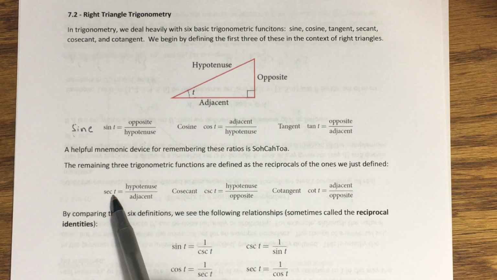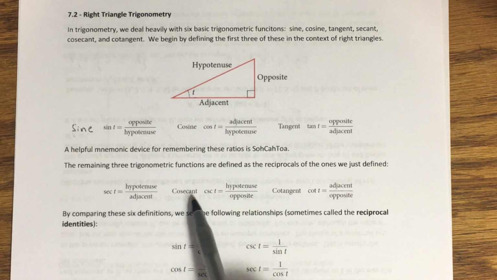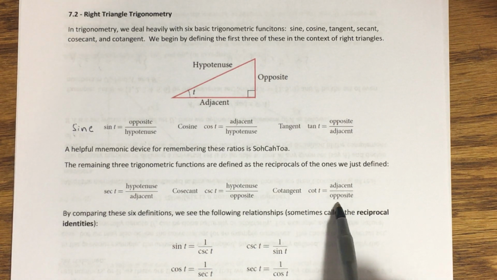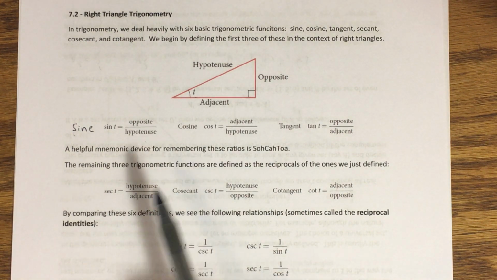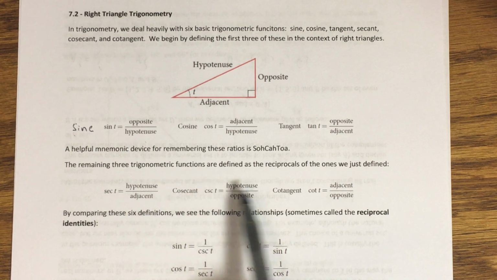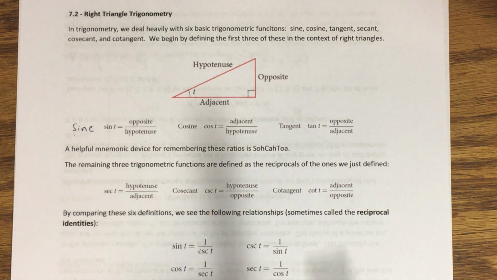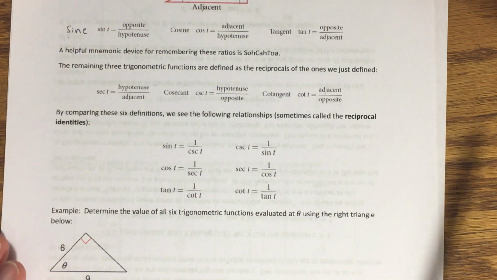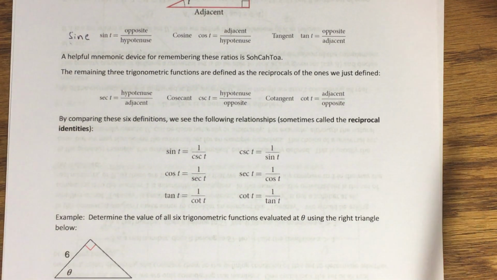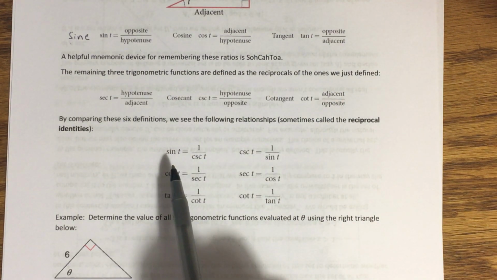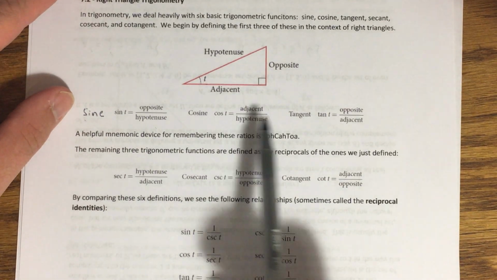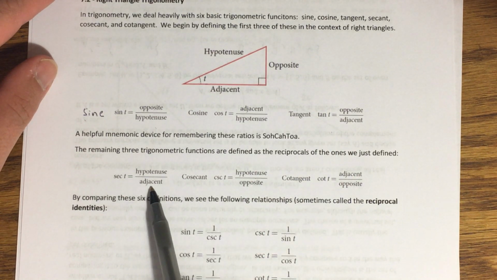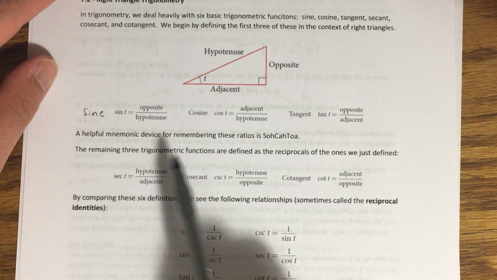So, for example, secant is hypotenuse over adjacent, cosecant is hypotenuse over opposite, and cotangent is adjacent over opposite. Now we tend to not try and memorize these ratios as they are. Instead, we rely on what are called reciprocal identities. I'll talk a little bit more about identities later, but in this case, each of these three trigonometric functions up here is the reciprocal of one of the trigonometric functions down here, and vice versa.